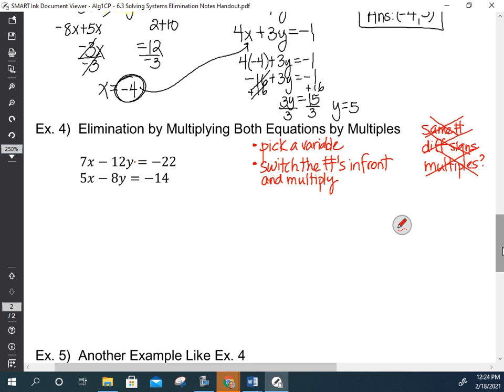Okay, so Carnegie, I'm going to call on you. Pick a variable, x or y. Doesn't have to be anything fancy, just pick one. Anybody can pick a variable at this point. All right, you picked y, so we're going to deal with y.